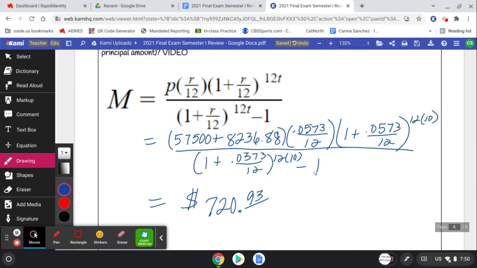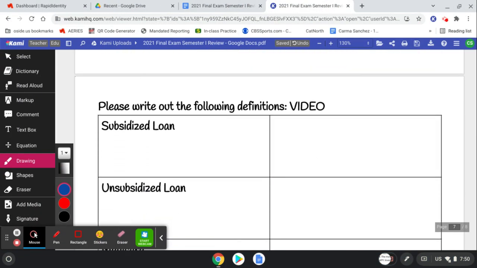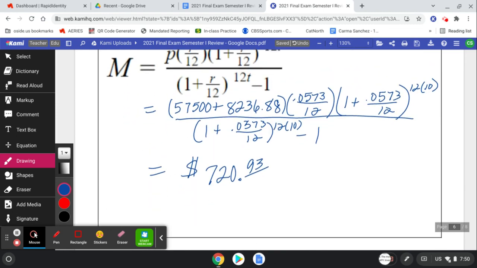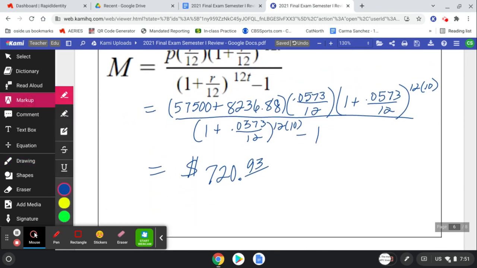The last section is just vocabulary that you're going to go look up. These are some key words from the whole chapter. So you're just going to Google it, put in your own definition in your own words to have those handy for the final. Good luck.